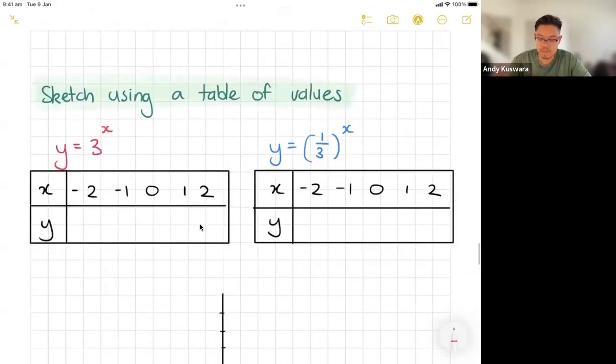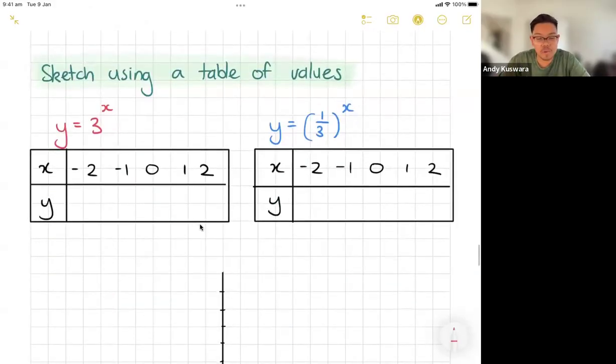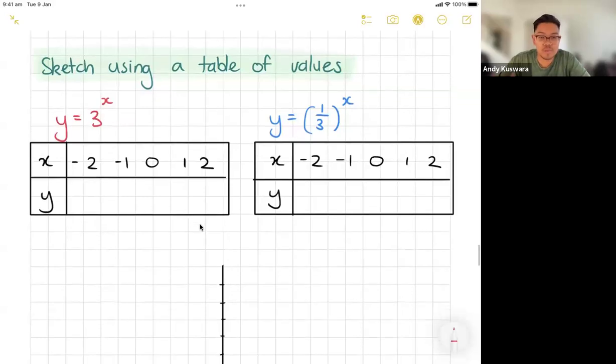Now, we're going to explore those cases a little bit, and we're going to sketch these using a table of values. We've got two different graphs. They're both exponentials because I can see x is clearly my power. The only difference is I have two different bases. My first base is 3. My second base is 1 on 3. When I say base, I'm talking about the number that the power belongs to.